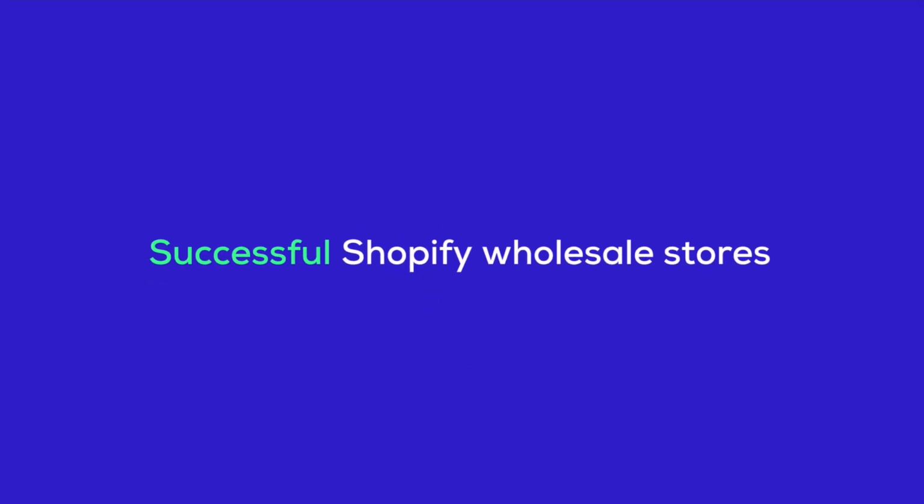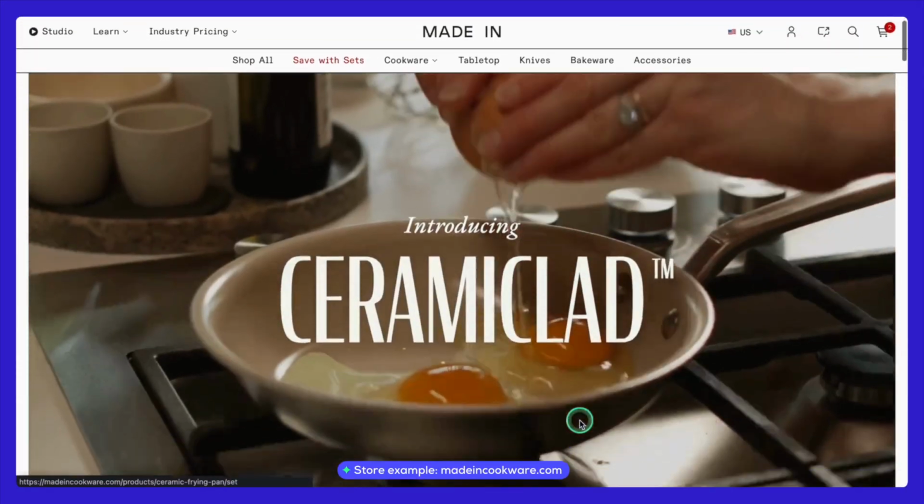This is the last chapter of our video, where we'll get inspired by some successful Shopify wholesale stores. Reviewing these stores will help us highlight their best features and understand what makes them stand out. Today, we'll be looking at Made in Cookware, BLK and Bold, and Tofino Soap Company. First up, let's take a look at Made in Cookware.